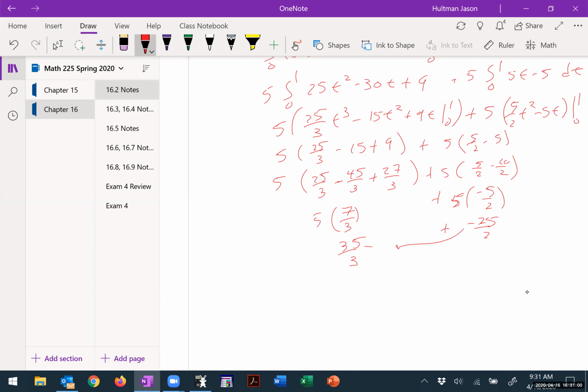Bring this over. This is minus 25 halves. Okay, so this is going to be 70 sixths minus 75 sixths, which is negative 5 sixths. Boom. Done. Good times.